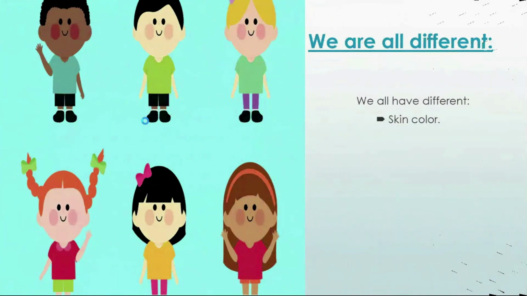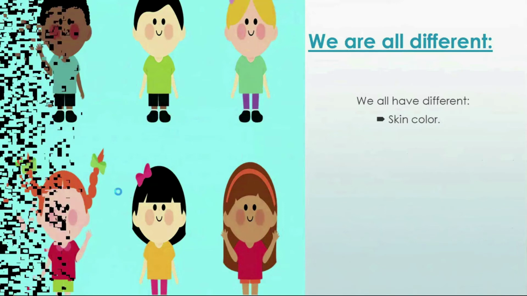Then we have different skin colors. Some people have dark skin color, some people have pale skin color, and some people have light skin color. So all people have different types of colors. Some people are more brown, some are pale, some are light colored, some are light brown, some are white, and some are pinkish. So all these people have different skin colors.